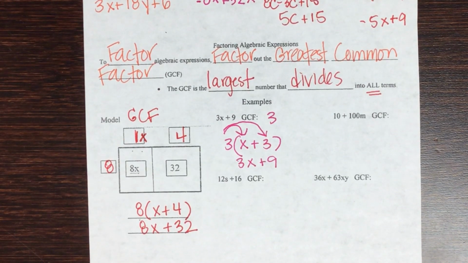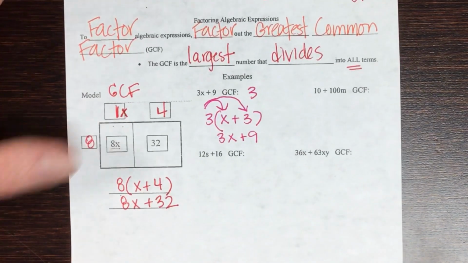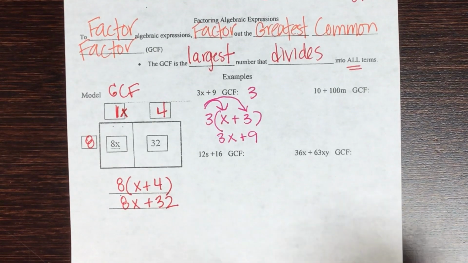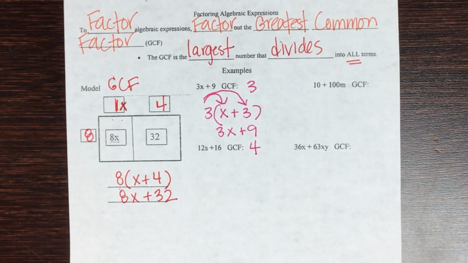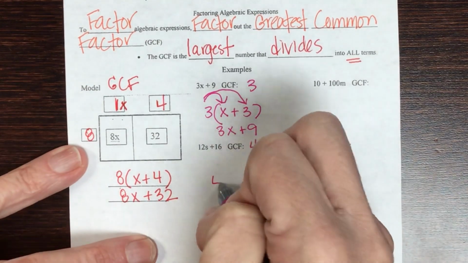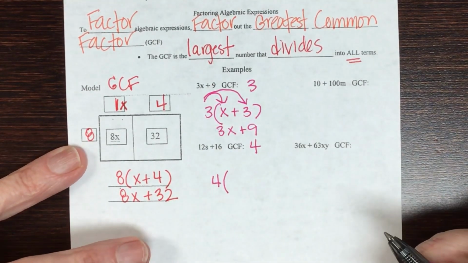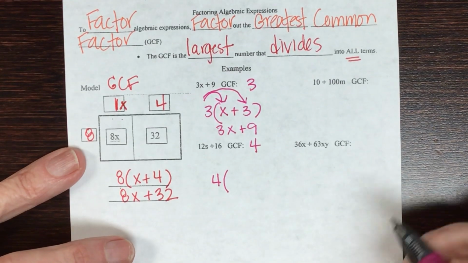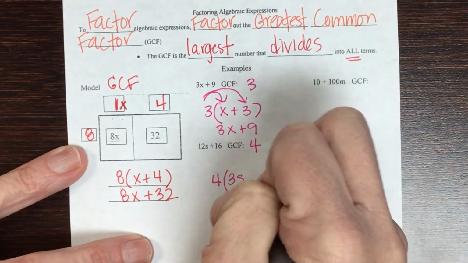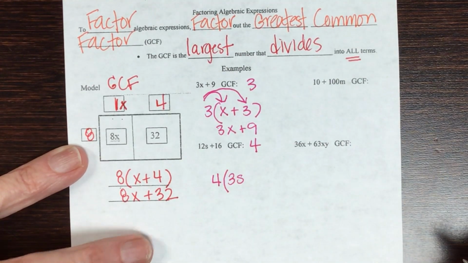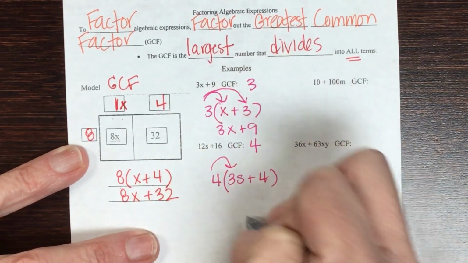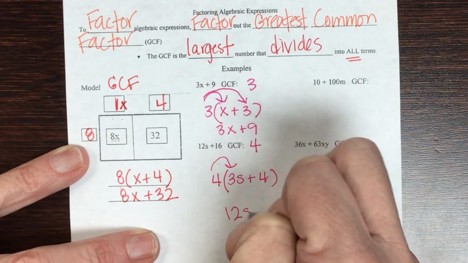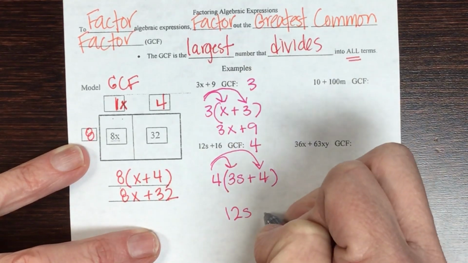All right, the next one, 12s plus 16. What's my GCF here? 4. All right, so 4 is going to go on the outside of my parentheses. What's going to go on the inside to give me 12s eventually? 3s. And how am I going to get 16? Plus 4. Check it. 4 times 3 is 12s. 4 times 4 is?